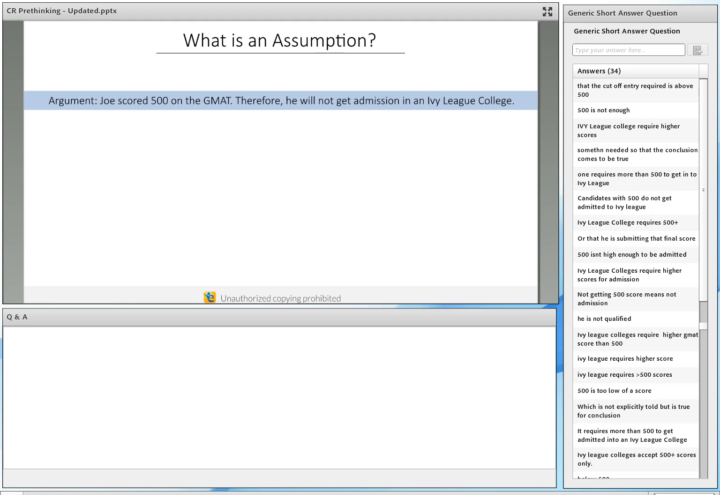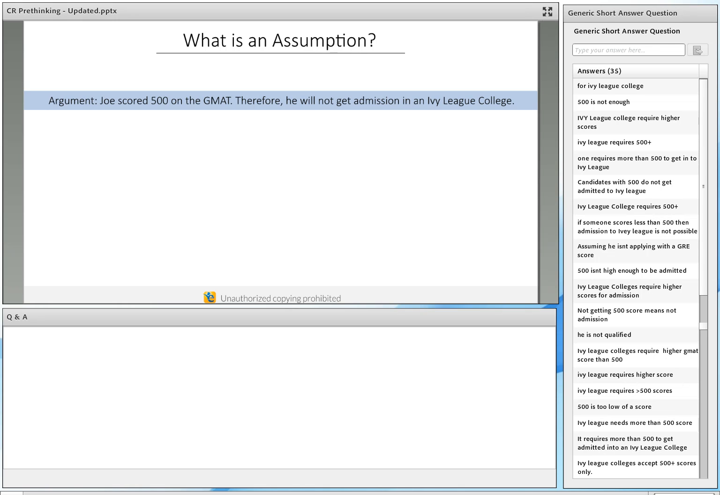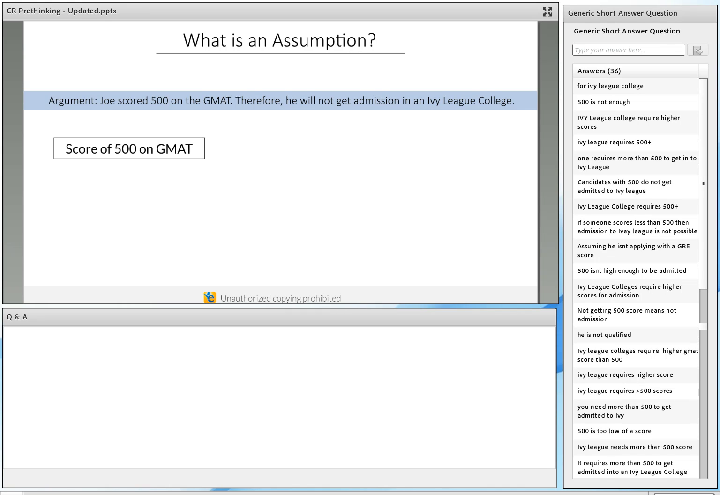Ivy League requires more than 500. Not getting a 500 means no admission. You need to score higher than 500. Okay, so good responses. Thank you very much. So this shows that innately, once you understand the argument, you are able to figure out what an assumption is. So you figure out the logic of the argument. What's given over here is a data point. It says, Joe scored 500 on the GMAT. And then the author makes a conclusion. He says, therefore, he would not get admission into an Ivy League college.